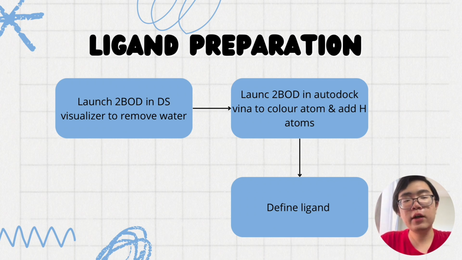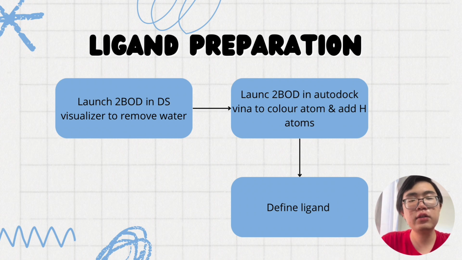And then once we have prepared the receptor, now we need to prepare the ligand. Normally, the first two steps are similar to the receptor preparation, which is to launch it in the DS Visualizer to remove water molecules, and then launch it in AutoDock Vina to color the atom type and also add hydrogen atoms. And finally, we will define the ligand in the AutoDock Vina software.